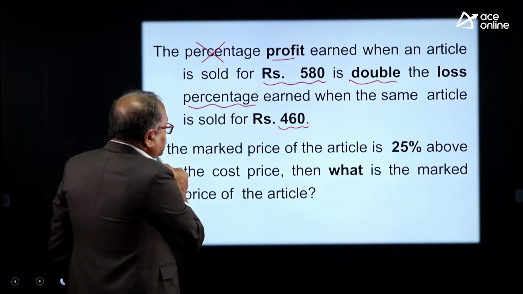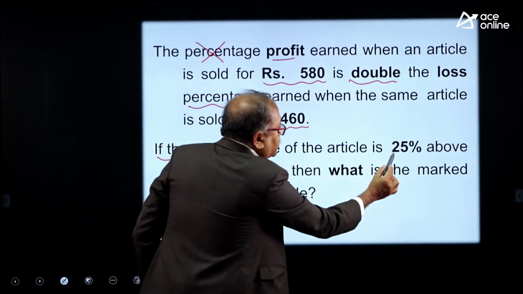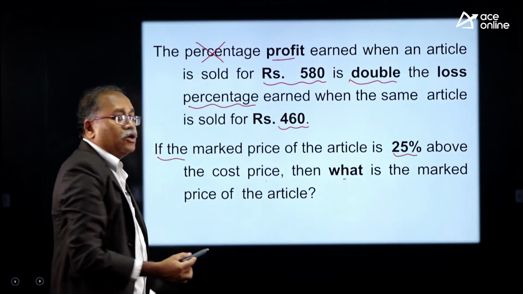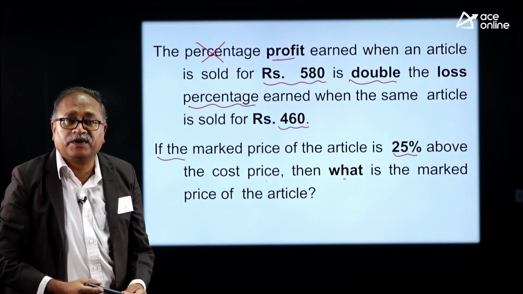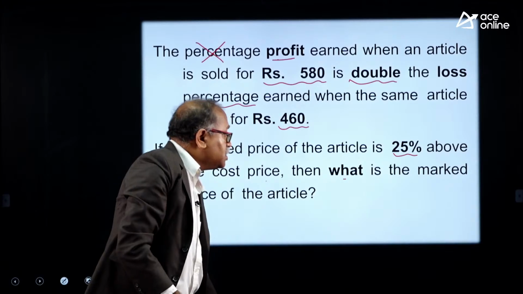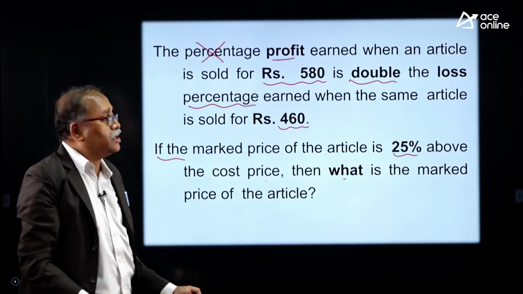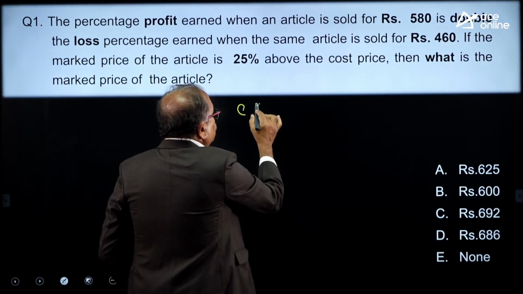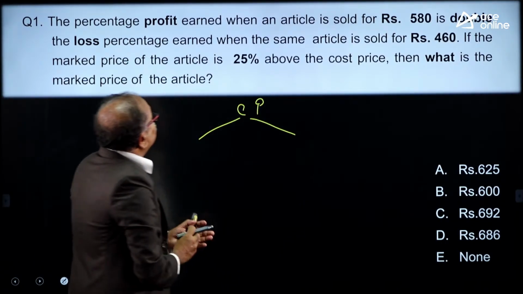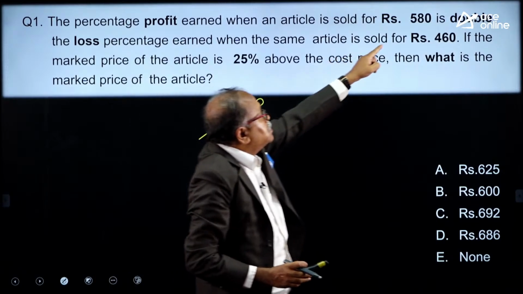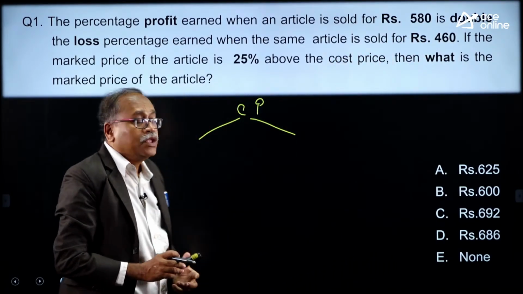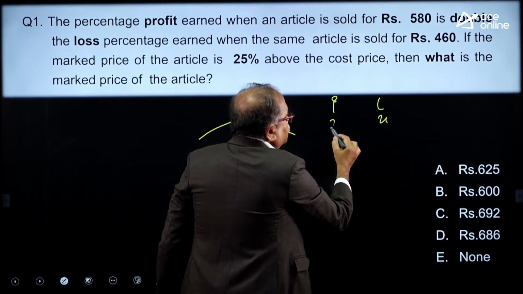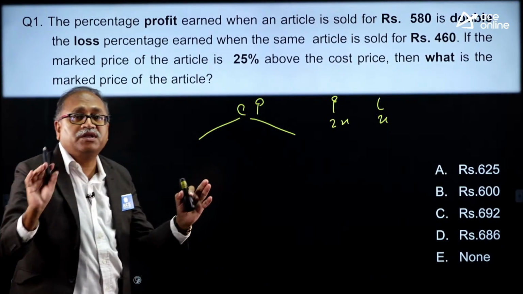Now, it says that if the mark price of the article is 25% above the cost price, then what is the mark price of the article? So, I need to find out the cost price. It is a very basic question and very frequently asked in the examination. The cost price is nothing but the selling price minus profit. Let us assume that if the loss is equal to x, then the profit is equal to 2x. You can avoid the percentage.